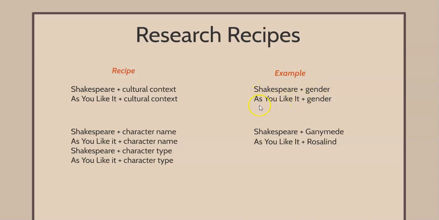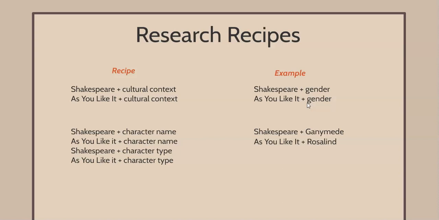I would actually start with As You Like It and gender because that's going to be more specifically catered to this story. But if for some reason you're not finding a lot or you want to dig a little bit deeper, go ahead and try Shakespeare and gender. Also feel free to play around with different words. Instead of gender, you might try Shakespeare and cross-dressing or Shakespeare and another cultural issue. If you chose the approach of analyzing an individual character, again, you could look at an individual character name, so Shakespeare and Ganymede, or As You Like It and Rosalind.